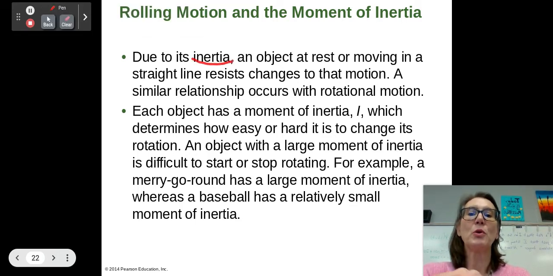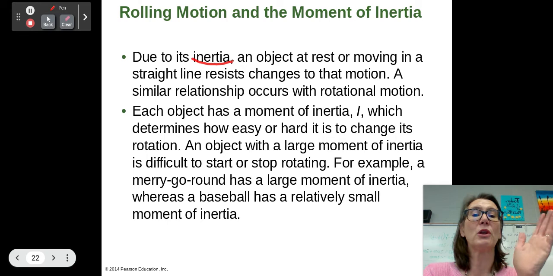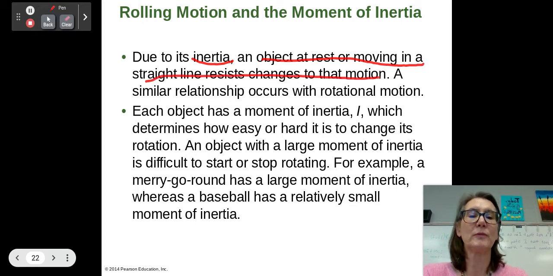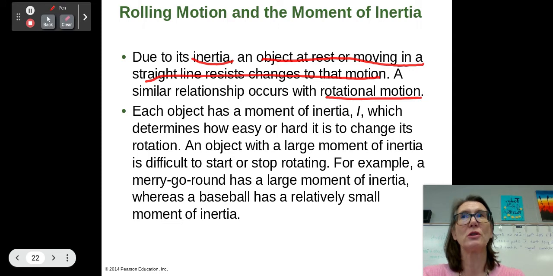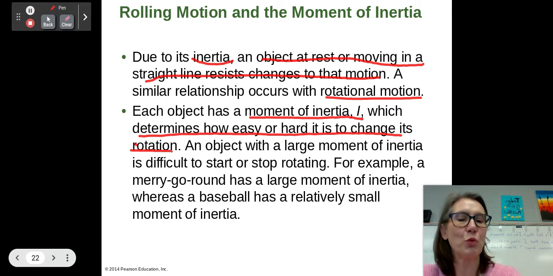Due to its inertia, remember inertia is just that everything's going to keep going the way it's been going until another force acts on it. So due to its inertia, an object at rest or an object moving keeps going and resists changes to that motion. Same thing for rotational motion. An object is going to keep on rotating, and it's going to resist changing that until another force acts on it. Every object has what we call a moment of inertia, which we label as I, and it determines how easy or how hard it is to change its rotation. Objects with large moments of inertia are very hard to stop rotating.